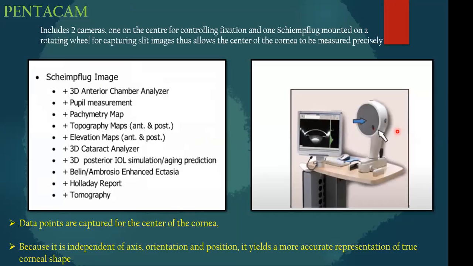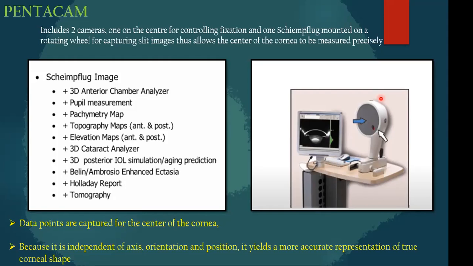So one image is in the center. One blue arrow is pointing to one camera, and the other camera is on the side, and that's the Scheimpflug one, which is mounted, and this rotates actually. And this is on a rotating wheel for capturing slit images. So it allows the center of the cornea also to be measured precisely.